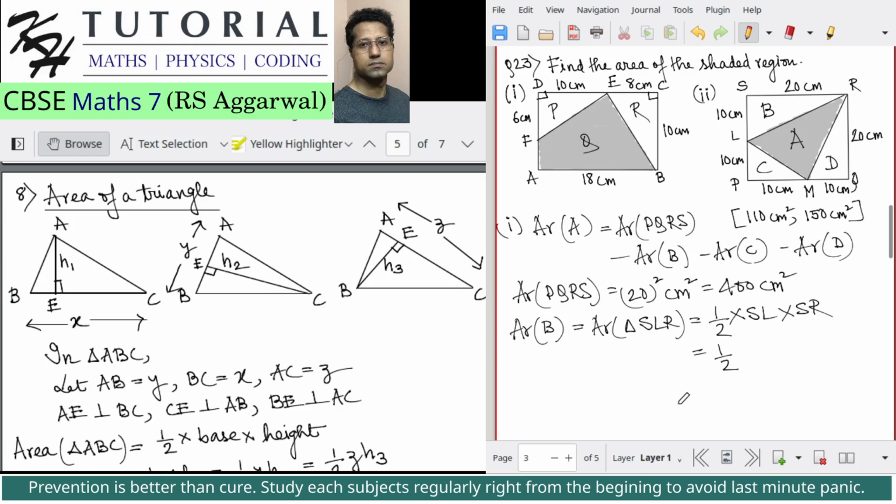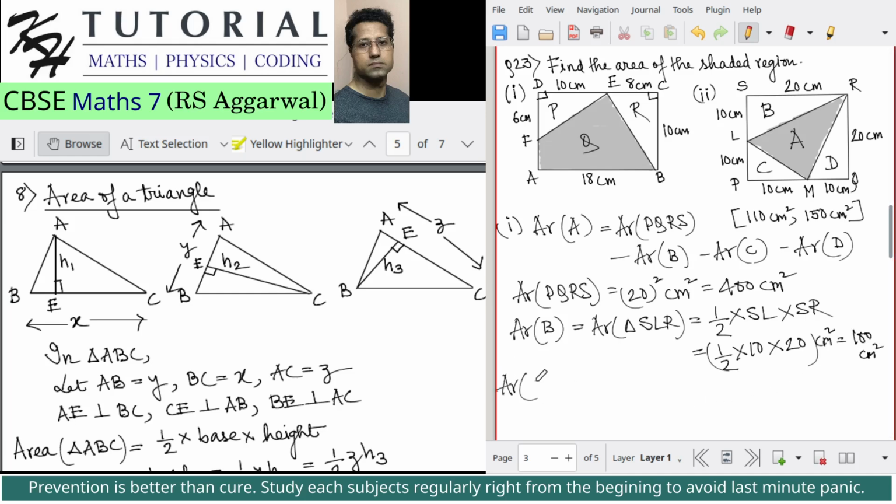So what is the area of triangle SLR? It is half into SL. What is SL? SL is 10 centimeter. And what is SR? SR is 20. So this much centimeter square, which is equal to 500 centimeter square.